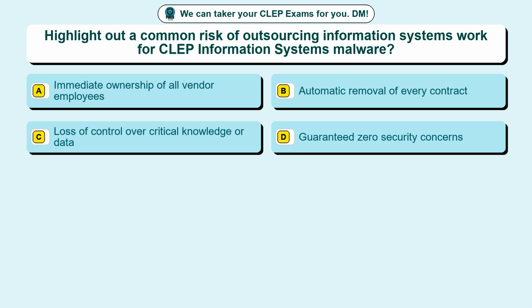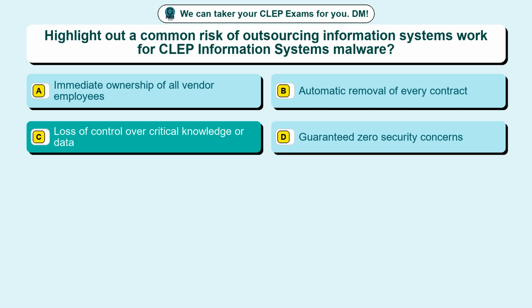Question 96. Highlight out a common risk of outsourcing information systems work for CLEP Information Systems malware. Option A. Immediate ownership of all vendor employees. Option B. Automatic removal of every contract. Option C. Loss of control over critical knowledge or data. Option D. Guaranteed zero security concerns. The correct answer is option C. Loss of control over critical knowledge or data.